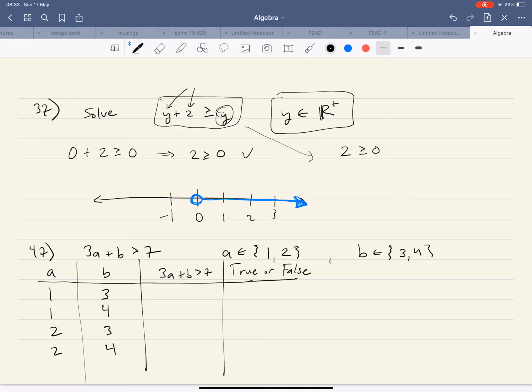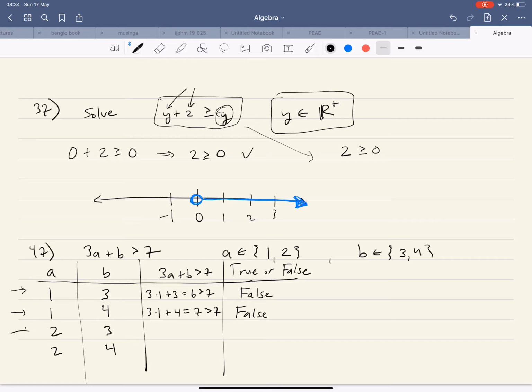For the first one, I've got 3 times 1 plus 3, which is 6 greater than 7? No, that's false. Now 3 times 1 plus 4, that's 7 greater than 7? Well, that's not true either, right? This would be true if instead of the greater than sign, I had the greater than or equal to sign. But I don't, so it's false.